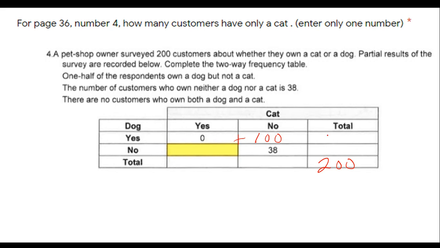0 plus 100 gives us a total of 100. 0 plus 38 gives us a value. We don't know that yet. All right, we'll come back to that. Here we can go 100 plus 38, and we can get a total of 138 here. This one, we are missing information because 0 plus something gives us, well, we don't know that yet.